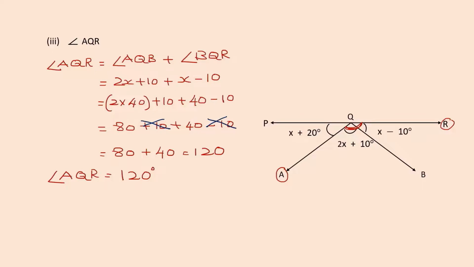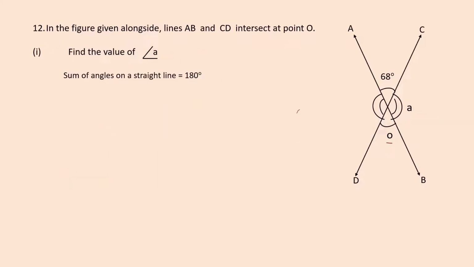See O here, and we can see lines AB and CD. There are two lines. They are intersecting at the point O. Now we are asked to find angle A, and we know the linear property. Sum of angles on a straight line equals 180.